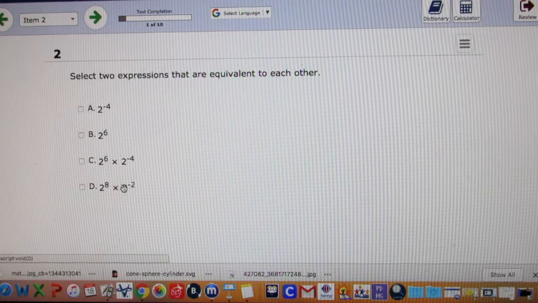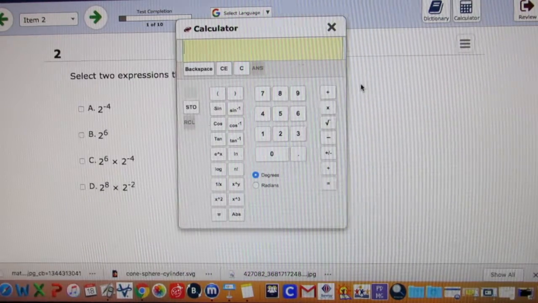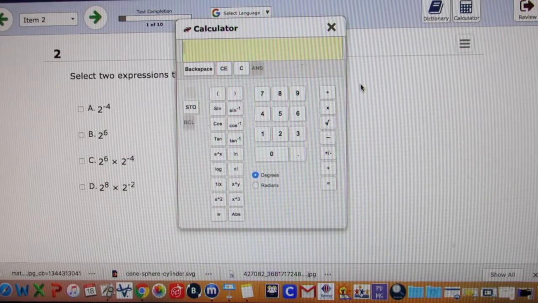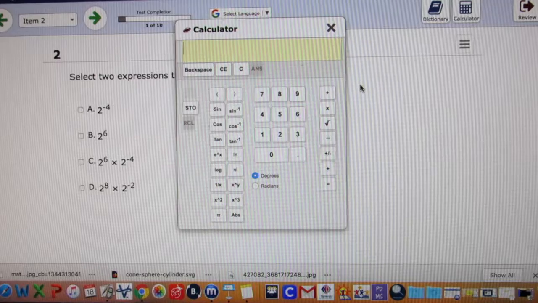Okay? Pretty simple question if you're really strong on the product rule, but I want to show you how to use the calculator to do it. So on my paper, I'm going to write down A, B, C, and D, something like this. You can see that, okay. And then I'm just going to figure out what each one equals exactly.